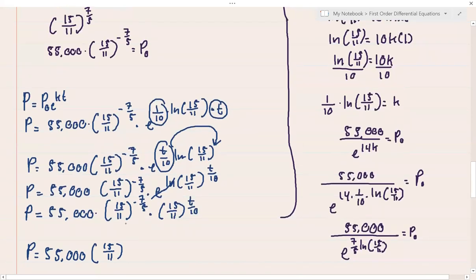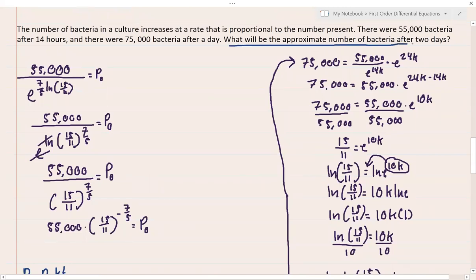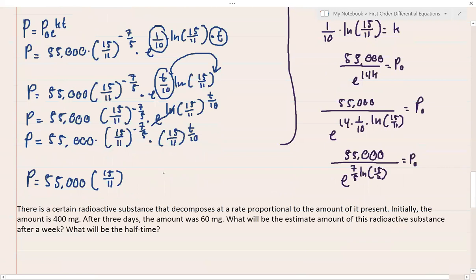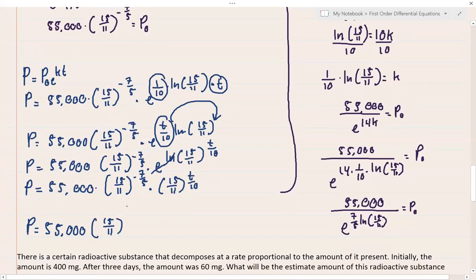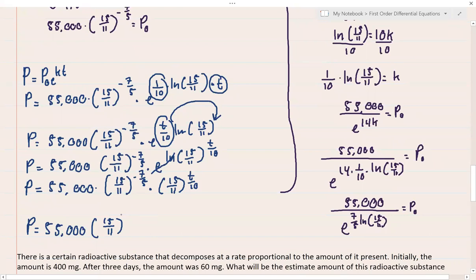By the way guys, if you're tired, if you're listening to me now, you can already answer the problem. I'm just simplifying, which is much better than using this formula. So let's combine this. Once again, we will have negative 7 over 5 plus t over 10, or t over 10 minus 7 over 5.